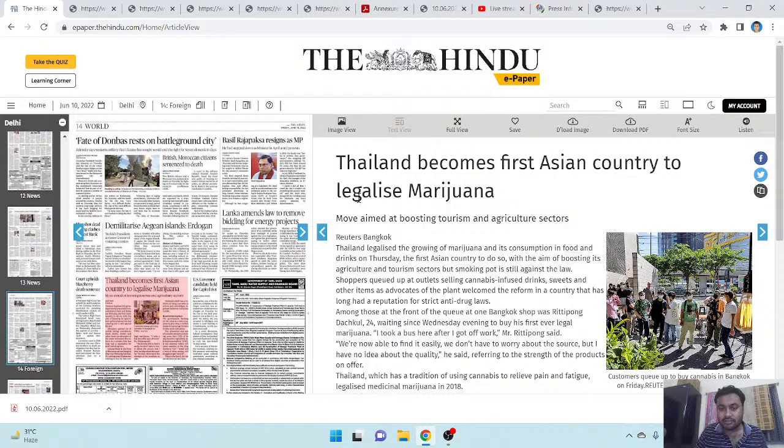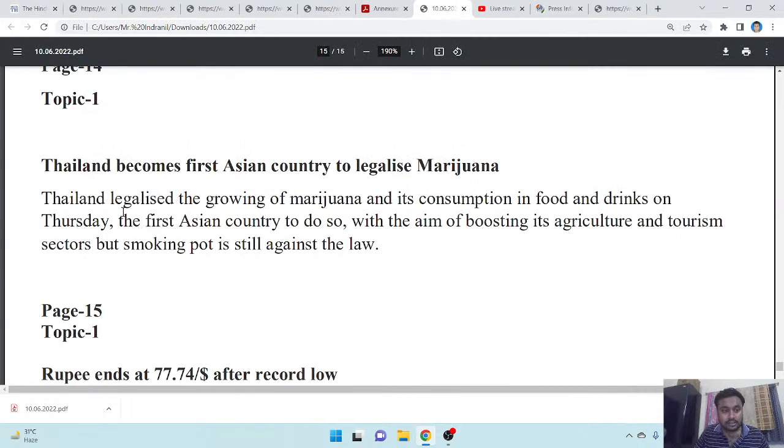Thailand becomes the first Asian country to legalize marijuana. Outside Asia, in some countries marijuana cultivation is allowed, but in Asia marijuana consumption is illegal. Thailand became the first Asian country to legalize marijuana. So what is the use of marijuana? Thailand legalized growing marijuana and its consumption in food and drink. Marijuana can be used not only for smoking but also in food and drinks. But smoking pot is still against the law; they did not allow smoking marijuana. So this is the news.